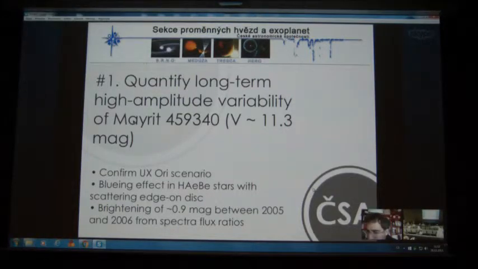Herbig Ae/Be stars are very young stars, just formed, that have a scattering edge-on disk, which makes this bluing effect. We have no photometric variability monitoring of this star, but from the spectra that we have seen a brightening of almost 1 magnitude in only 1 year. I think that this is a straightforward measure with small telescopes now.